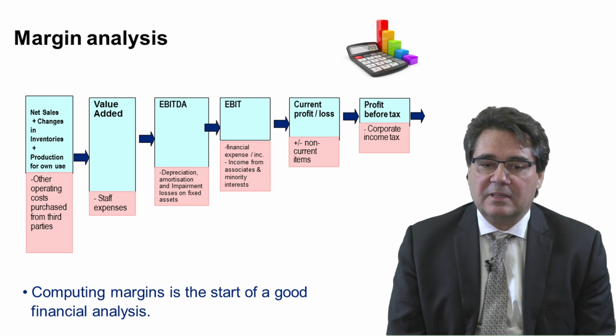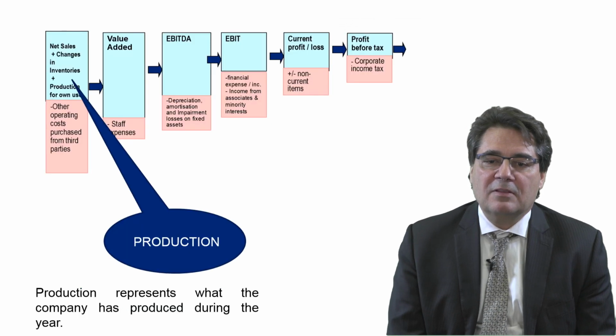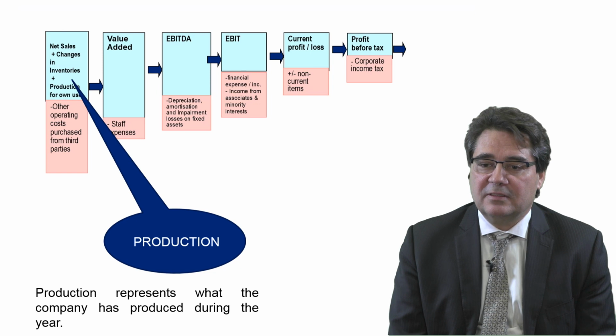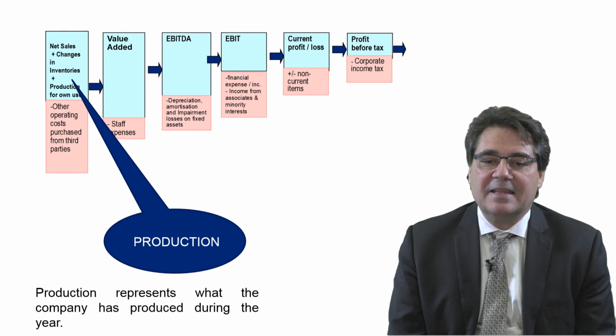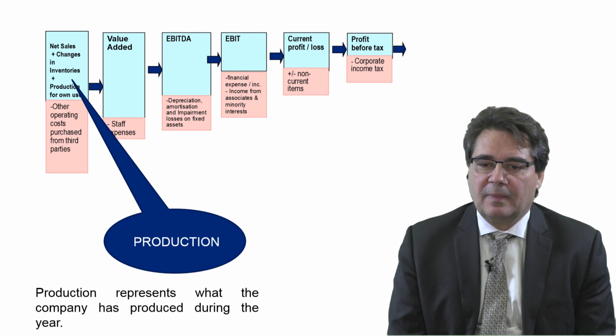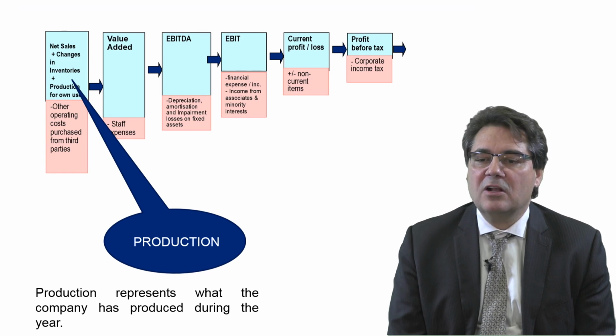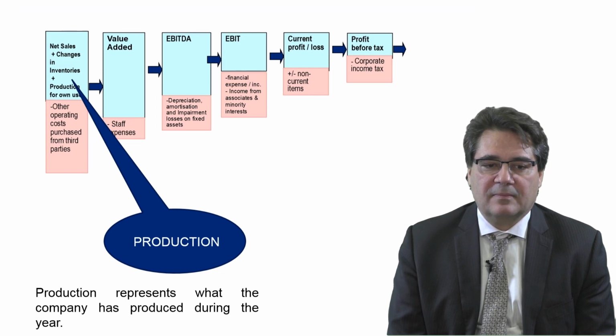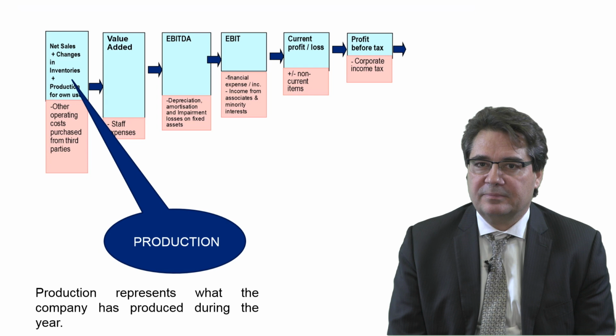So computing margin is the start of a good financial analysis. So let's start with the first level of margins. Production contains net sales, changes in inventories of finished goods, work in progress, and production for own use. In the water business, water sales account for the largest share of total revenues, whereas sometimes service sales are material and must be analyzed. Production represents what the company has produced during the year.